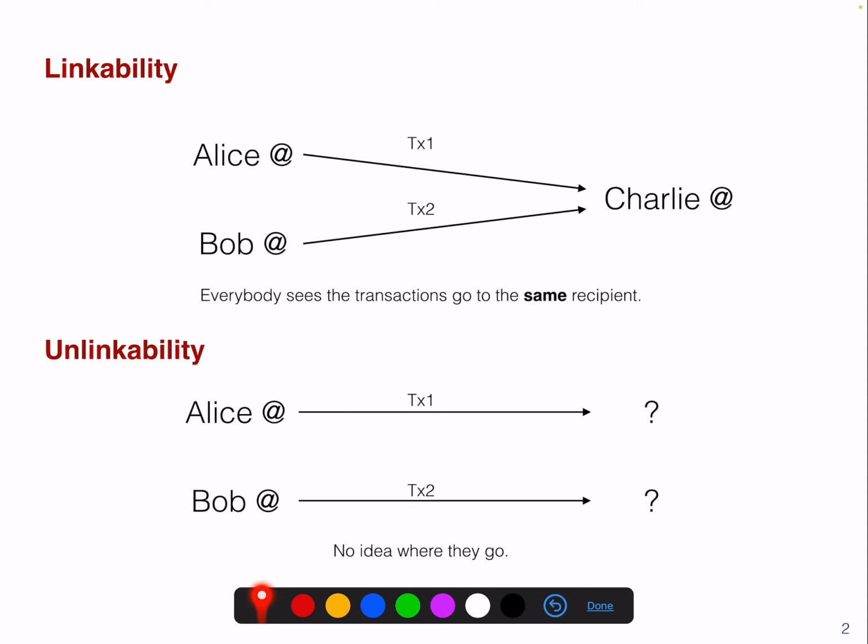That's quite important. Now, unlinkability means that we have no idea where these transactions TX1 and TX2 go. So we do know that Alice and Bob are performing two transactions, but we don't know the recipient.